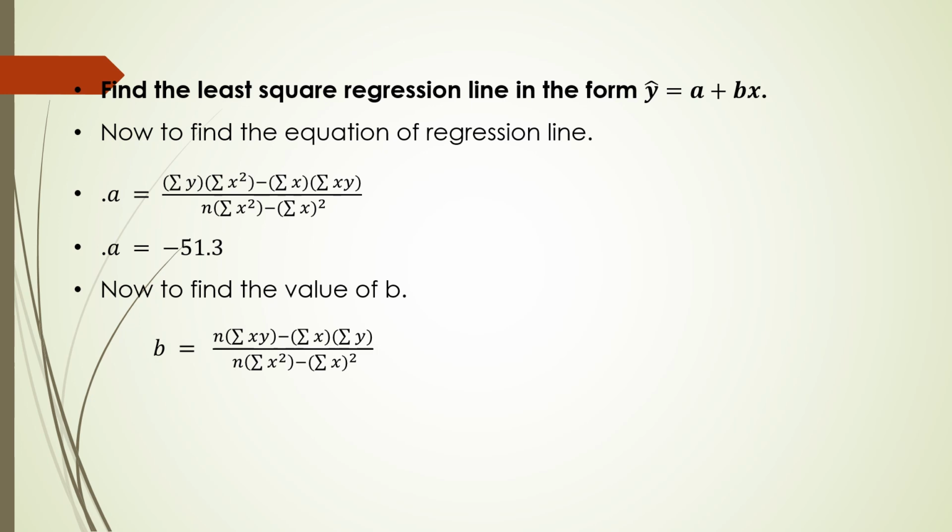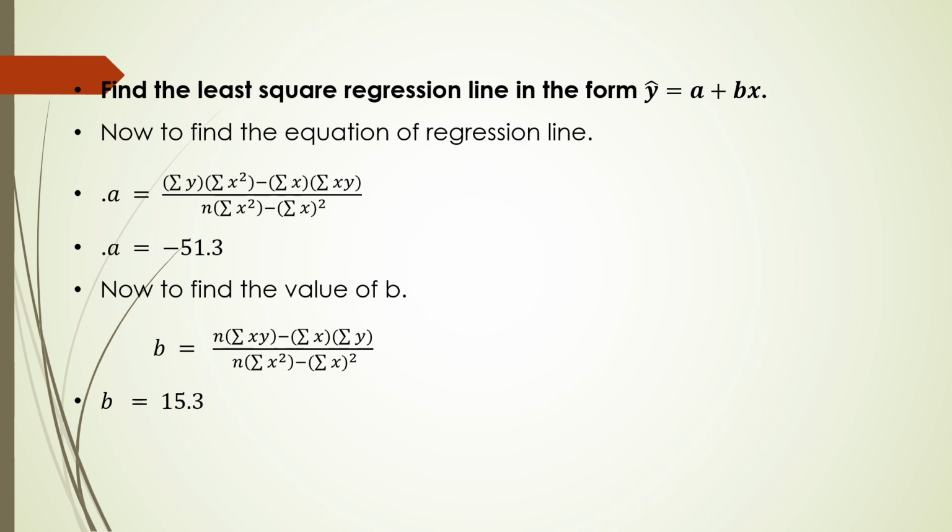Now to find the value of b, this is the formula: n times sum of xy minus sum of x times sum of y, divided by n times sum of x square minus the square of sum of x. After putting all the values from the table in slide number 3, the value of b will be 15.3. Okay, now here we have the value of a and here we have the value of b.